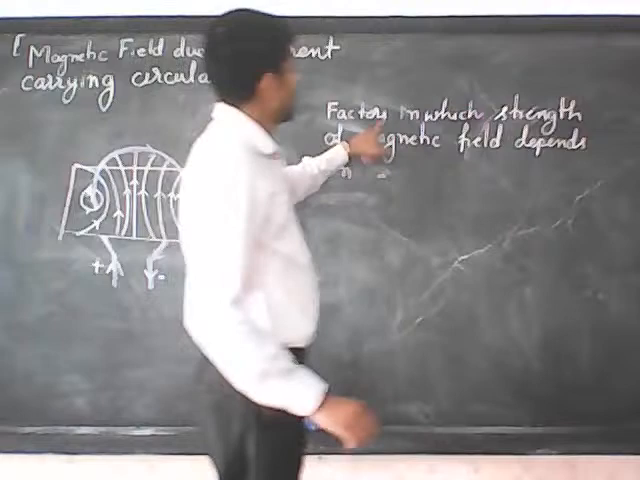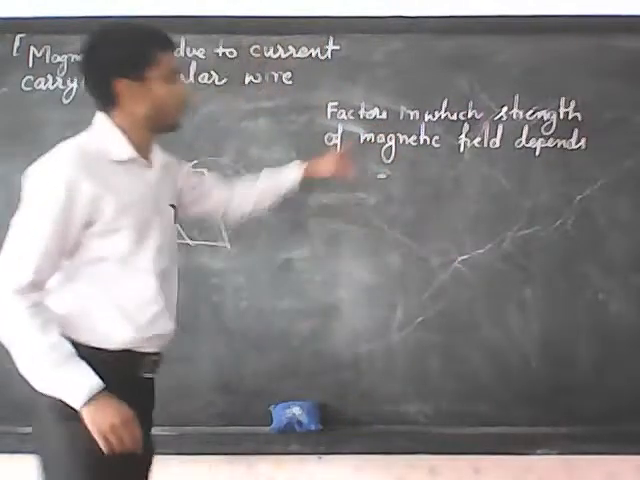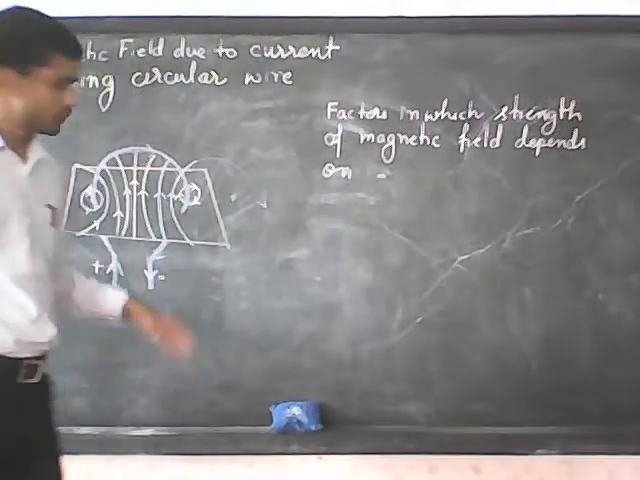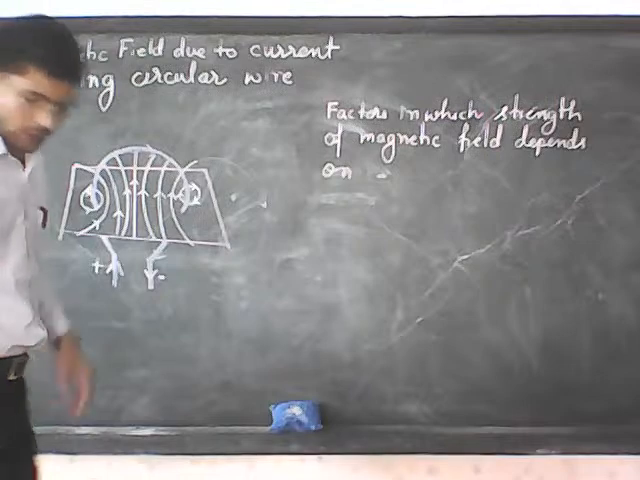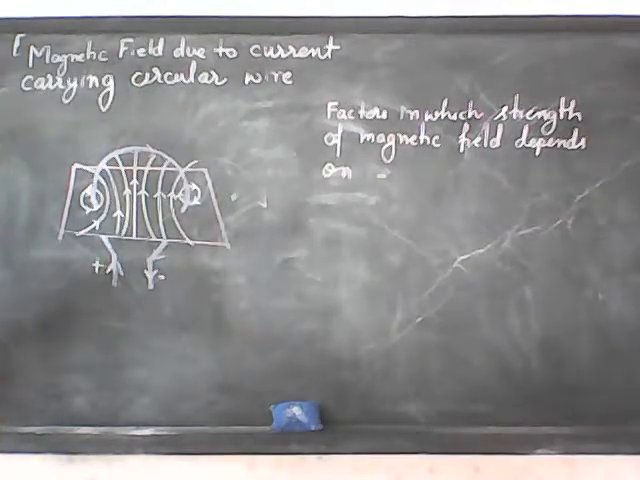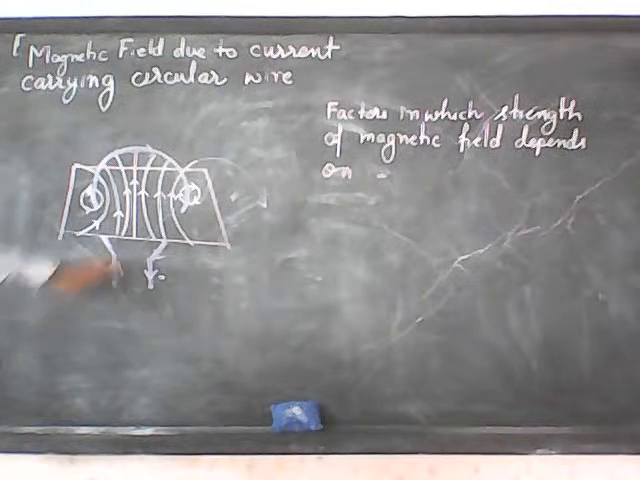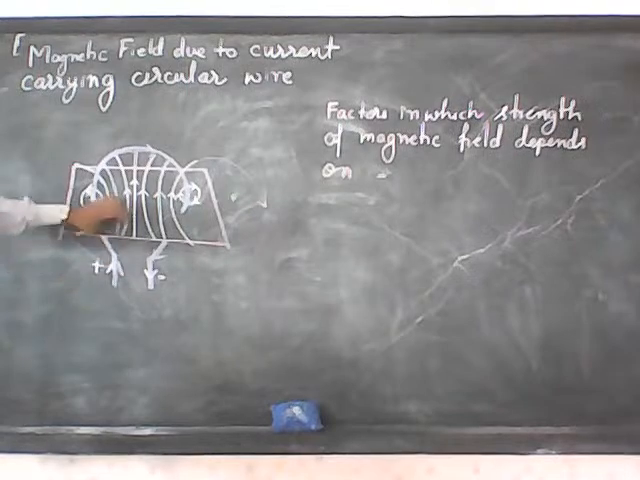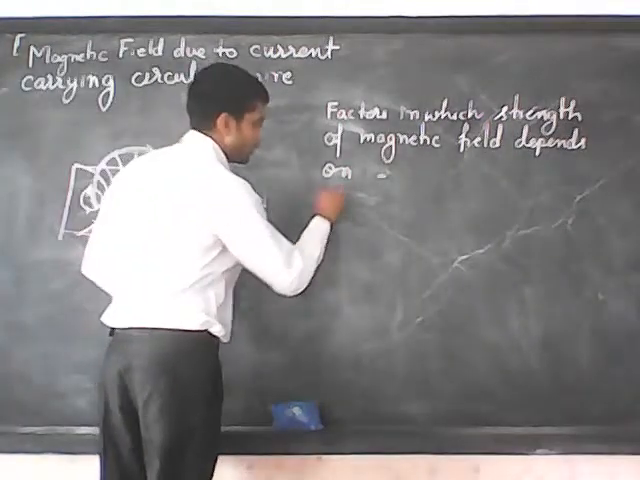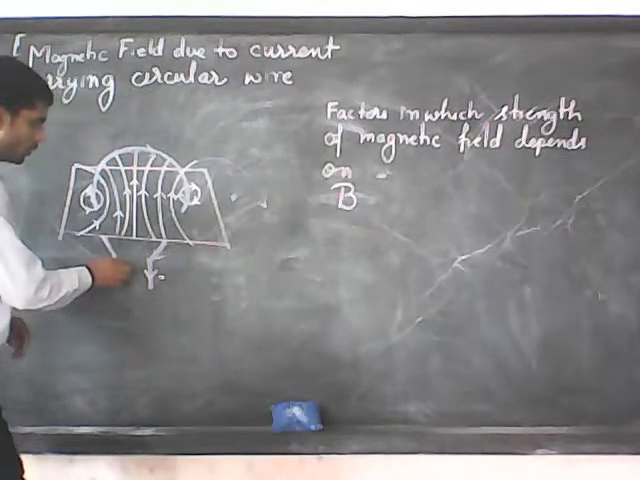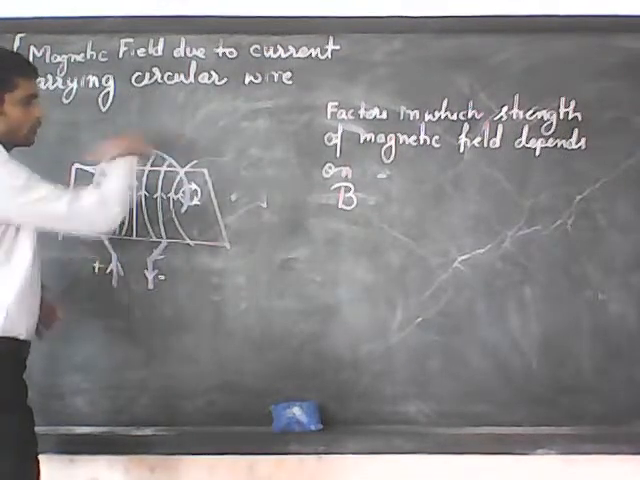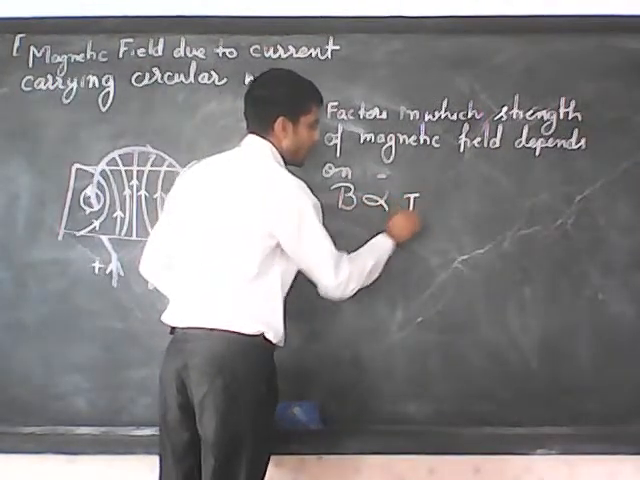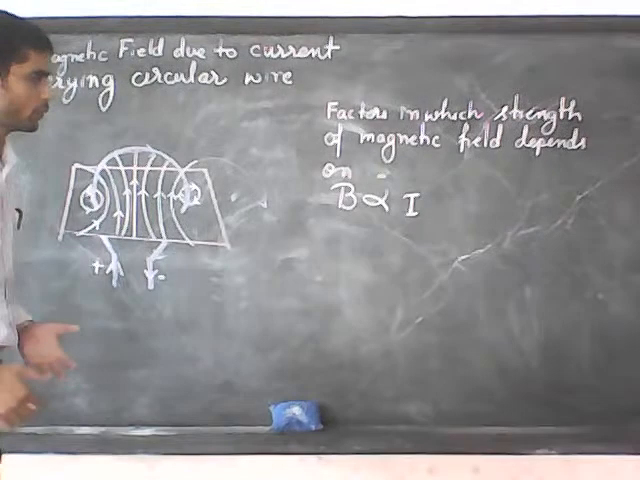What are the factors on which the strength of magnetic field depends? We can observe the factors here. The very first, since it is a circular loop and the current is flowing, the magnetic field will be denoted by B. The more current will flow, the more the magnetic field will be. It means the magnetic field is directly proportional to the current flowing through it.